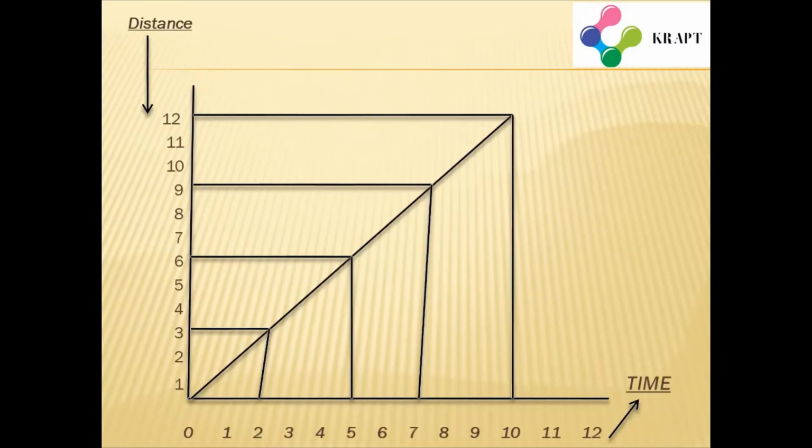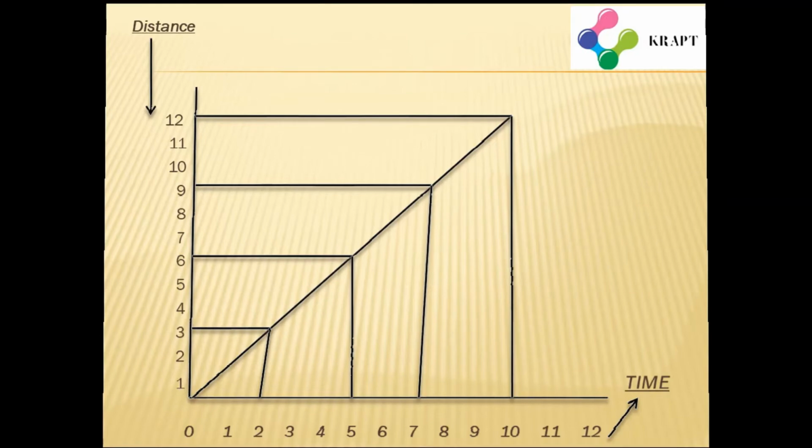On the y-axis, it represents distance, which is in meters, and on the x-axis, it represents the time, which is 1 second, 2 seconds. As I told, for the car or any object to cover 3 meters, it takes 2 seconds. To cover 6 meters, it takes 5 seconds. To cover 9 meters, it takes 7 seconds. And to cover 12 meters, it takes 10 seconds. So this is an example of a distance time graph.